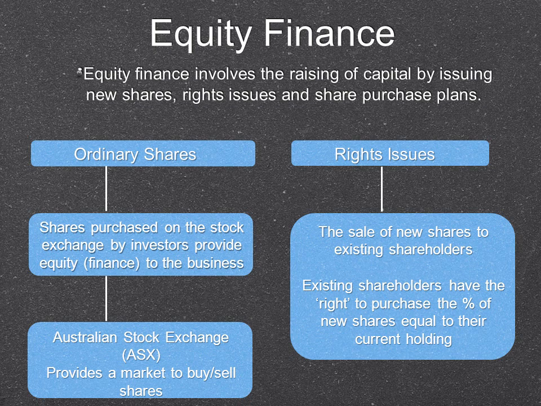This is done through the stock exchange, the ASX, and this provides a market for people to buy and sell shares. A rights issue is similar, except it's a sale of new shares to existing shareholders. Usually if a shareholder has 10% of shares in the business, they're allowed to purchase 10% of the new shares.